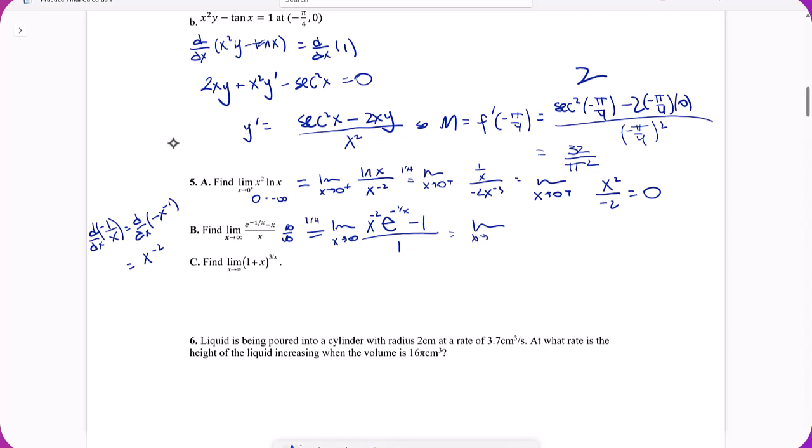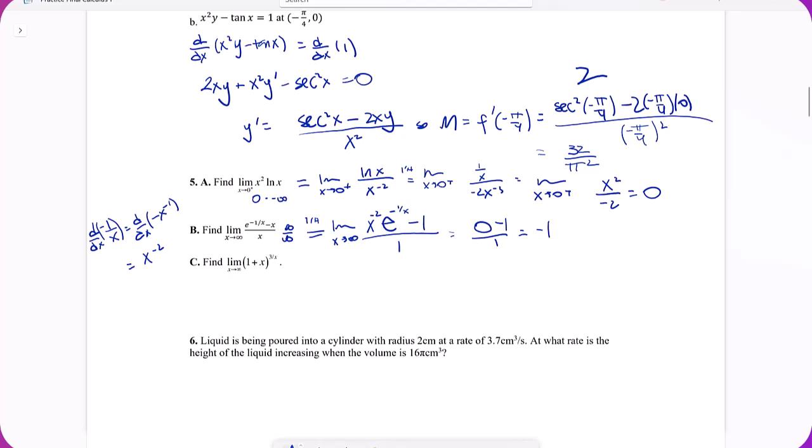infinity of e to the minus 1 over x, which again, as x goes to infinity, is like e to the 0, so that's 1. And then x to the minus 2 is dividing by infinity, right? So that first term is going towards 0. So that's going to be 0 minus 1 over 1, which is negative 1. Okay? And then the final one, we're looking at the limit as x goes to infinity of this expression.